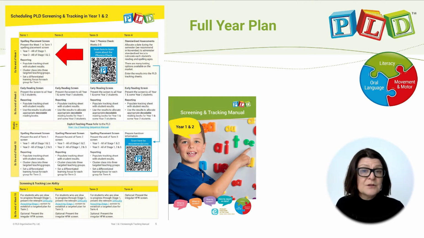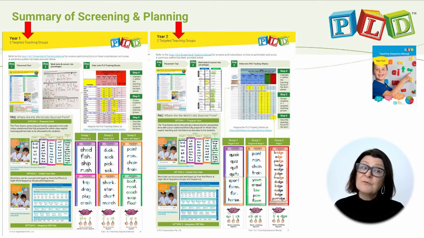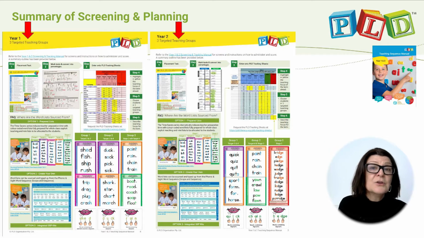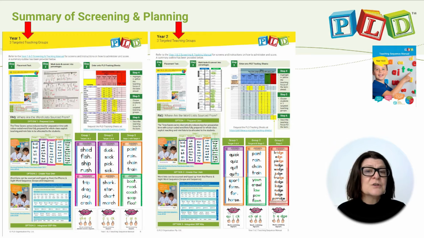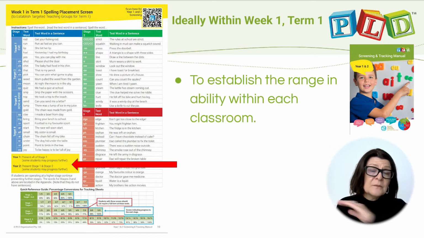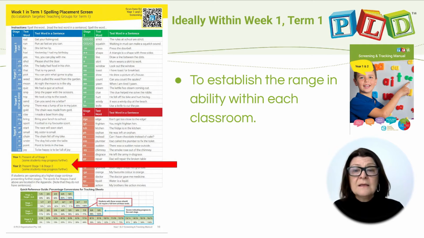Week 1 in term 1, you're commencing with a spelling placement test. These are really nice overviews within the teaching sequence manuals that, first of all, you start off with that placement test, that spelling placement test, you mark and you enter onto the tracking sheets before starting to plan to that classroom data. In terms of the placement test, make sure you're following the yellow box. Year 1, you're completing all of stage 1. Year 2, all of stage 1 and stage 2.